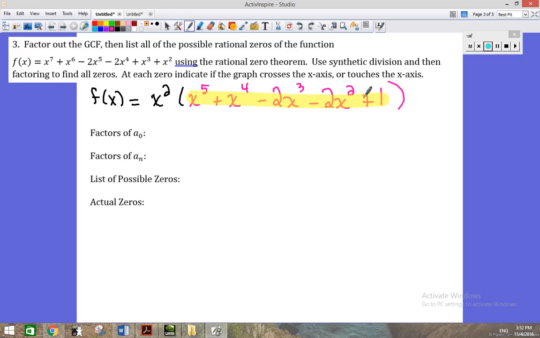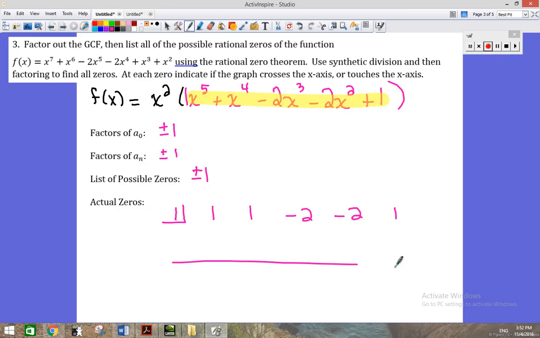So this is kind of nice. Look at this. This constant term is 1. It has factors of plus or minus 1. The leading coefficient is 1. It has factors of 1. So the possible zeros are either 1 or negative 1. So that's kind of nice. Let's check and see if 1 is a possible zero of this function with synthetic division.